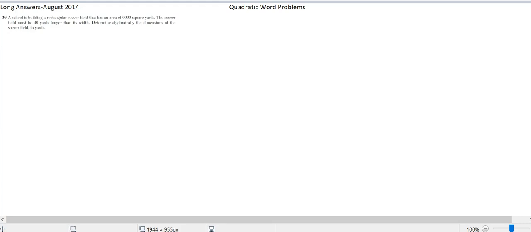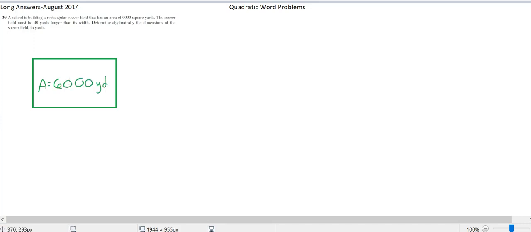So whenever we have a word problem like this, we always want to first draw a picture. So here is going to be the soccer field. What do we know about the soccer field? The area is going to be 6,000 square yards. And the soccer field must be 40 yards longer than its width, but we don't know the width, so let's use x to represent the width. And whatever the width is, the length is going to be 40 yards longer than that. So that's x plus 40.